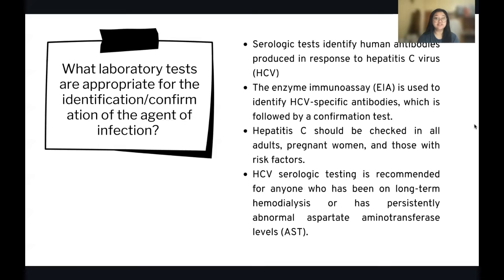Hepatitis C should be checked in all adults, pregnant women, and those with risk factors. The majority of the persons who get the hepatitis C virus have a chronic infection that lasts their whole lives. Anyone who has been informed that they obtained blood from a donor who tested positive for HCV should be tested. HCV serologic testing is recommended for anyone who has been on long-term hemodialysis or has persistently abnormal aspartate aminotransferase levels. Individuals who have been exposed to HCV by a needle stick, sharps, or mucosal exposure should also be tested. Infants should be screened for HCV RNA until they reach the age of 12 months.